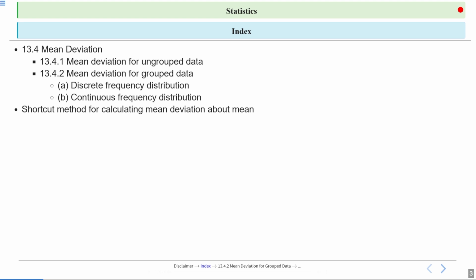Then we will continue our discussion on mean deviation, where we will see the shortcut method for calculating mean deviation about the mean. Lastly, we will look at examples 6 to 7 to see how these formulas work in practice. So let's get started.